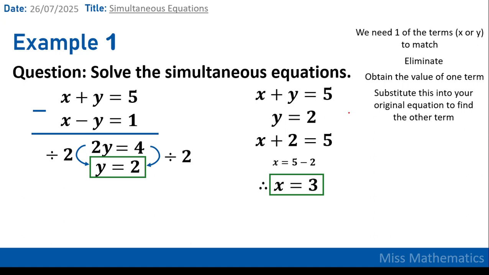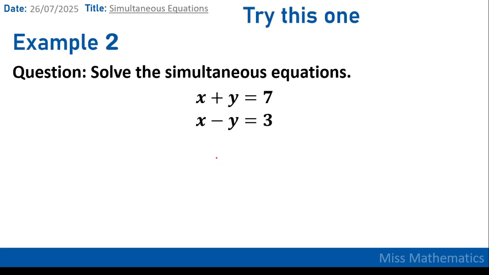We can check that our answer is correct by substituting these into the equation. So x plus y equals 5, and we got x equals 3 and y equals 2. 3 plus 2 is equal to 5. In the same way, you can do x minus y, 3 minus 2, and you'd get 1. So now we know our answer is correct.